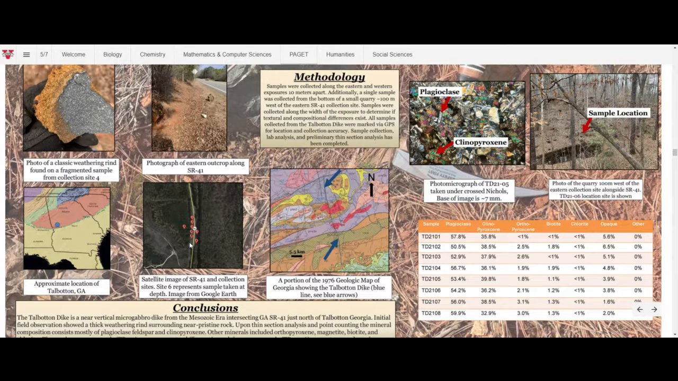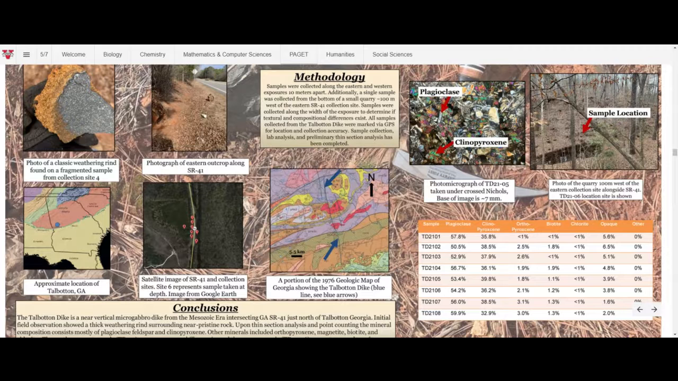And in a couple of the pictures on the poster itself, I tried laying it out on the geologic map, which is right underneath the methodology text box, and also in the bottom left-hand corner, which gives you a rough estimate of where Talbotton, Georgia is. If you can see the really thin blue line on the geologic map, that's an example of how long the dike actually is.